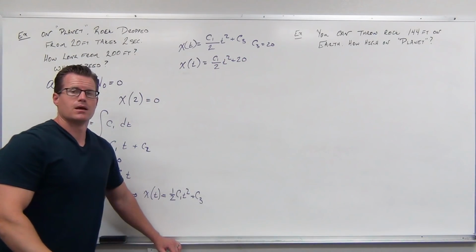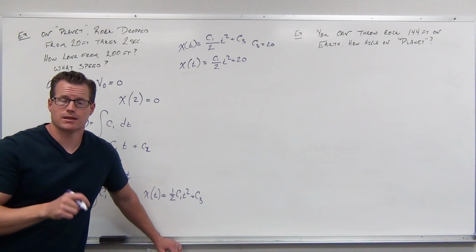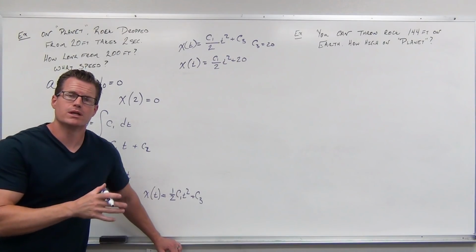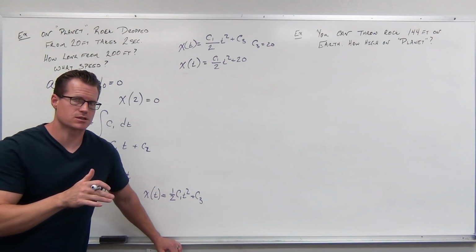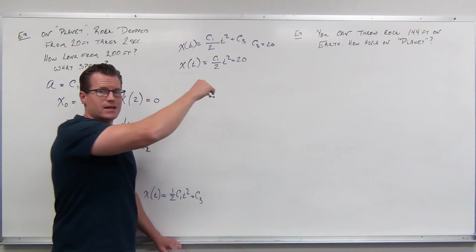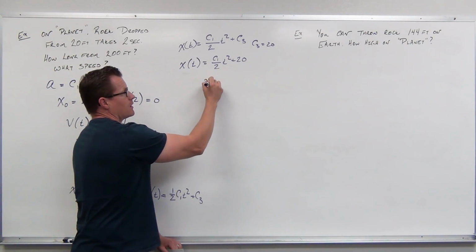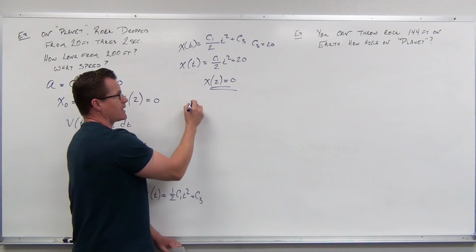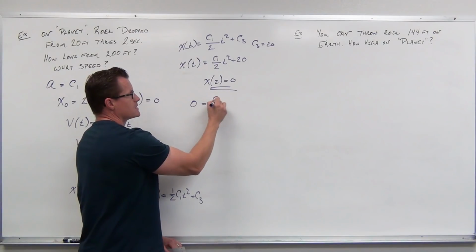We need that. Now comes the last piece, and the piece that lets us solve for our C sub 1, so our acceleration. We know that it takes 2 seconds for us to drop from 20 feet, where we start, to a height of 0. So 2 seconds gives us a height of 0. That's big. So we know that x is 0 when t is 2.